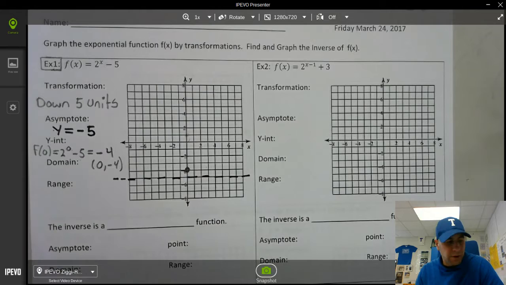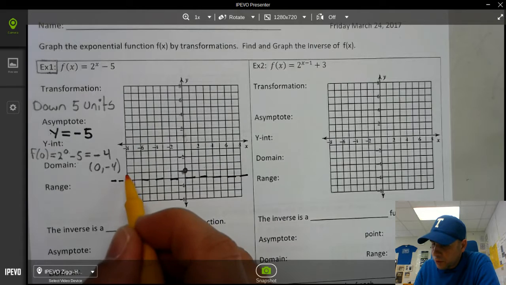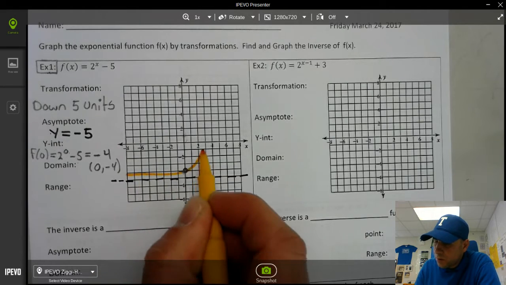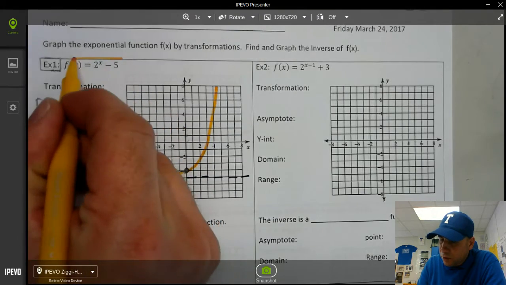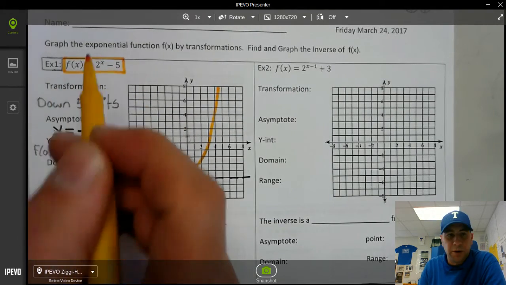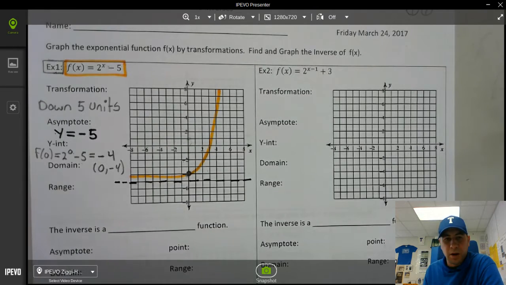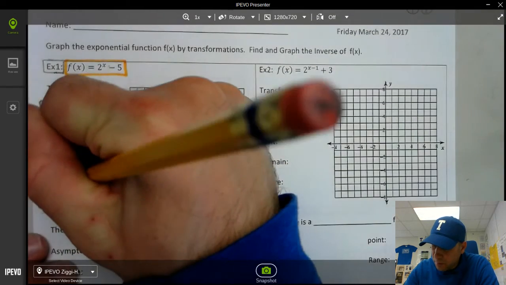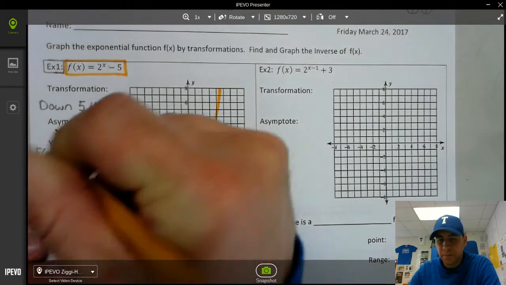At this point, you could get more points, but we just want you to understand that the curve of the exponential function looks like that. And since I graphed this on you, I'm just going to put a box in here to remind myself that this is that line. We know the domain is all real numbers, and our range is y greater than negative 5.